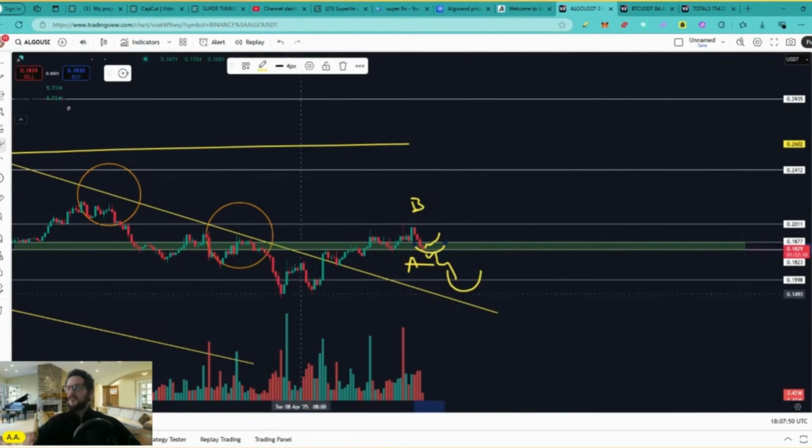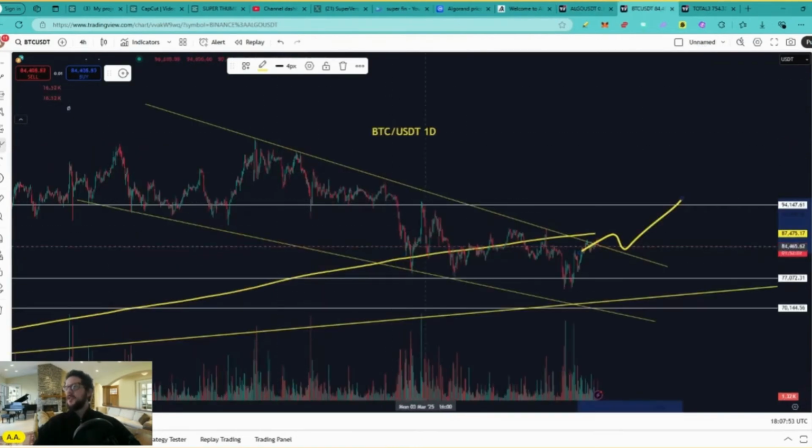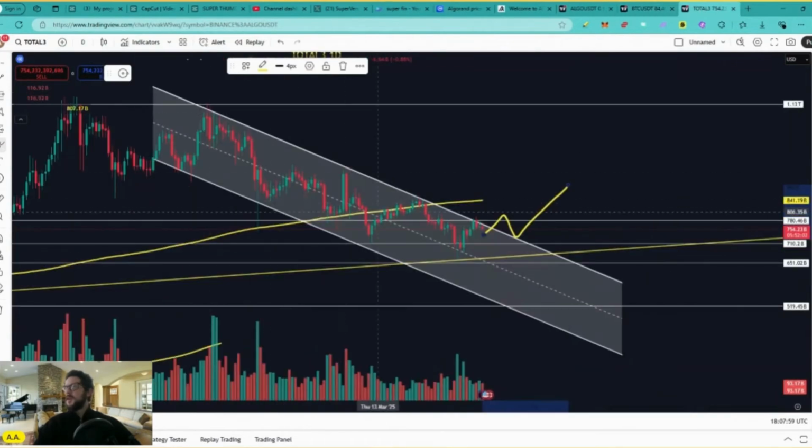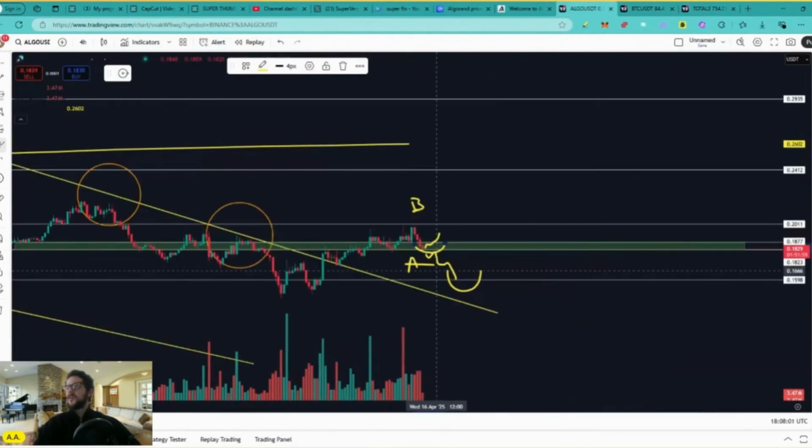Now, again, guys, you have to be cautious because the market conditions are not the best at the moment. Bitcoin is downtrending, the total 3 is downtrending. So as long as these market conditions are not so well, even if we see the price action bouncing here, it might pull back and put another bounce or pull back and break below it. That's why you have to set up a stop loss.